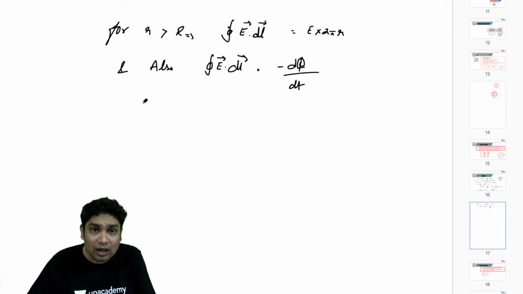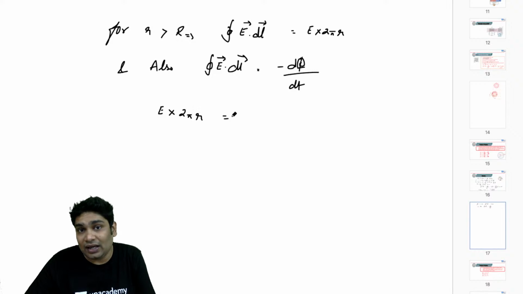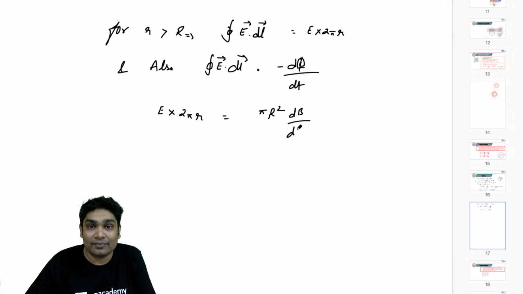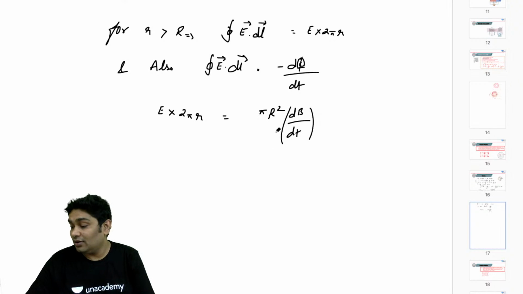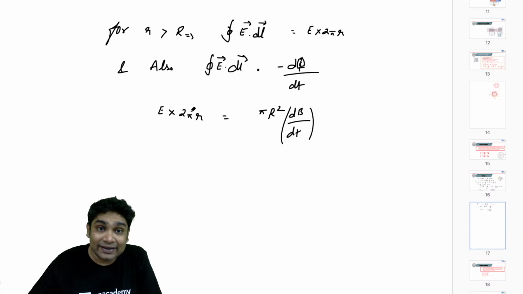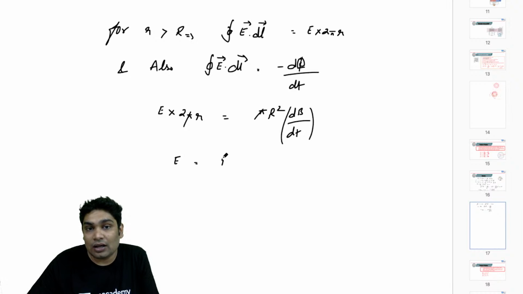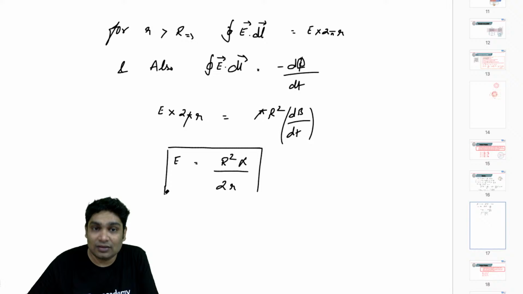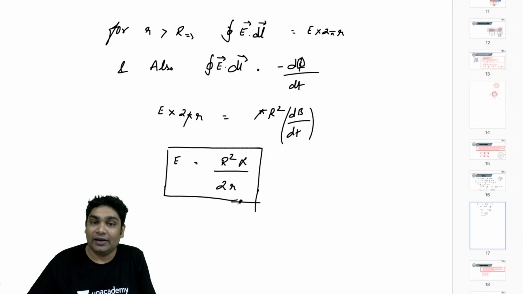Okay. So now what I can say is that this I can write as E into 2 pi r, and how about d phi by dt? D phi by dt would have been pi R square, because that's the only area in which magnetic field exists, into dB by dt. Agreed. So here what you see, R square alpha over 2r. This is the E that you want to find.